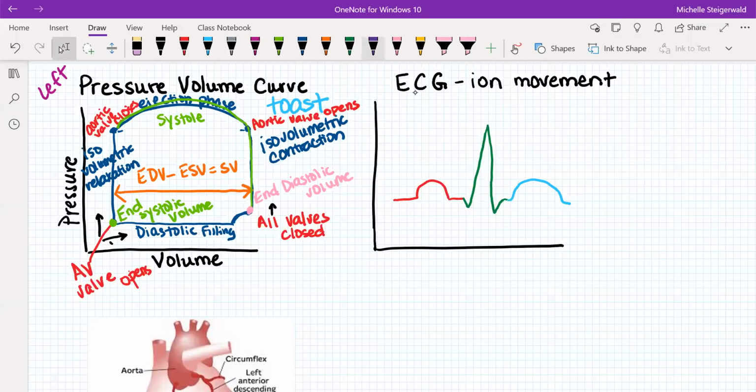So from that, you can also calculate something called cardiac output, which is the total amount of blood that you're able to put out per minute. And that's going to be stroke volume, which is how much volume you were able to put out per heartbeat, and you multiply that by how many heartbeats you have in a minute. So that's your heart rate. And that's how you get your cardiac output.